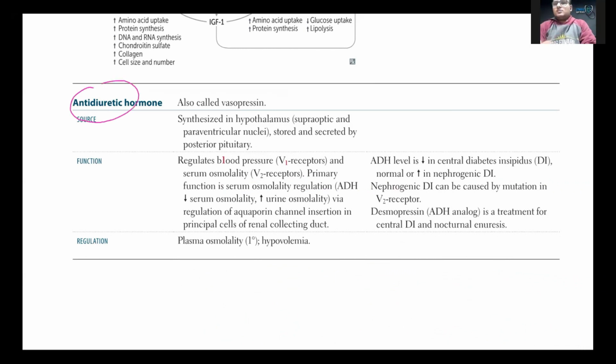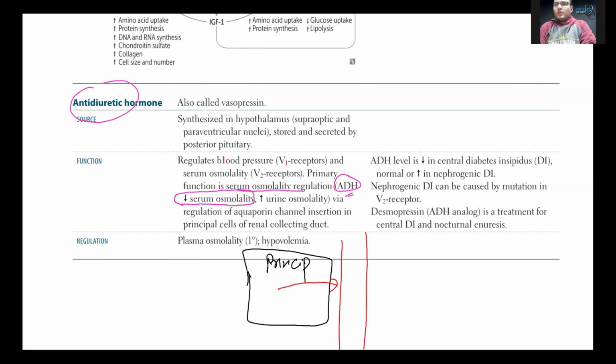ADH regulation is determined by the serum osmolality. Now what happens? ADH decreases the serum osmolality. So make a concept from this picture. I have told you already, this is a principal cell. On this side there are vessels that cause water reabsorption toward the plasma, and here are the aquaporin channels. You should remember this picture. This is the tubule. Water is going via these aquaporin channels into this vessel. ADH is causing this.